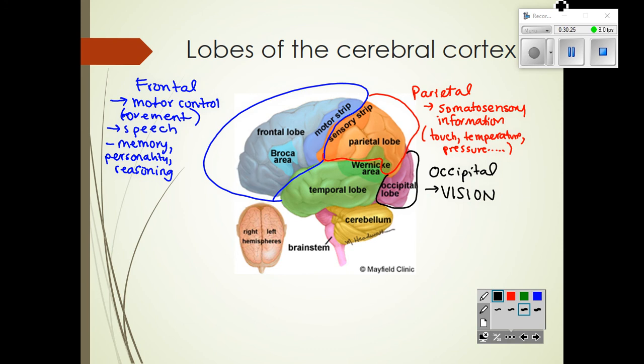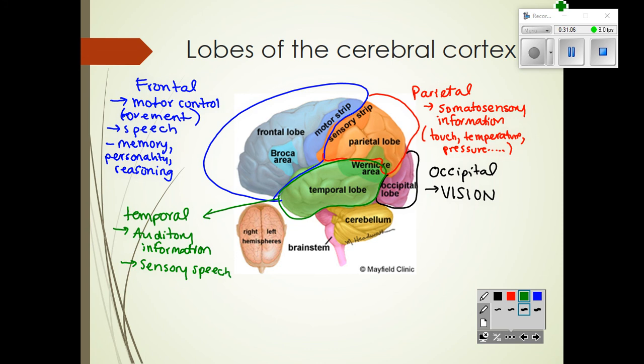And then over here, we have your temporal lobe. And if you imagine where your temporal lobe is from the outside of your head, it's on the side, right where your ear is. Your temporal lobe is the primary area for auditory information. And because one of the main types of auditory information we receive is language, this is the sensory speech area.